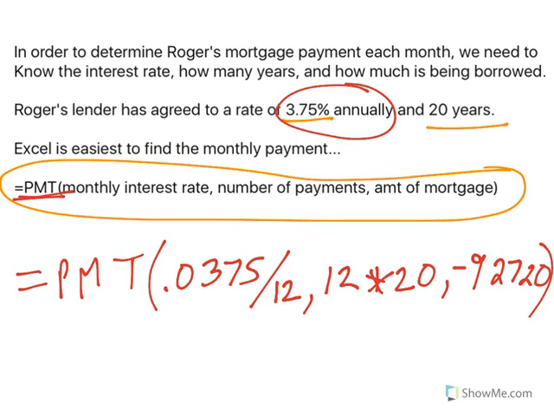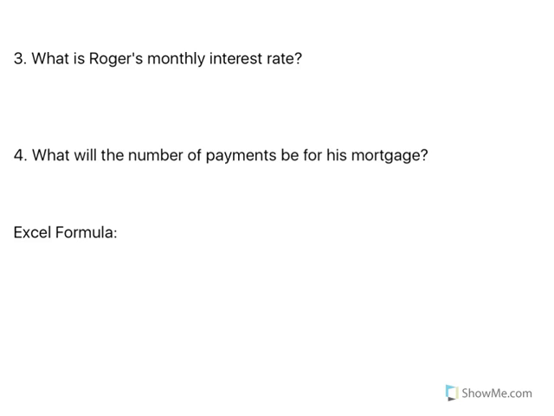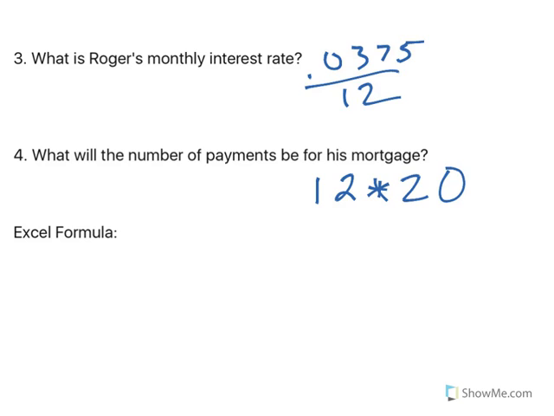Okay, so that's what you would punch into Excel. So the monthly interest rate was found by taking the annual interest rate divided by 12, and the number of payments was found by taking payments in a year multiplied by how many years in the mortgage. And then we already showed that Excel formula.